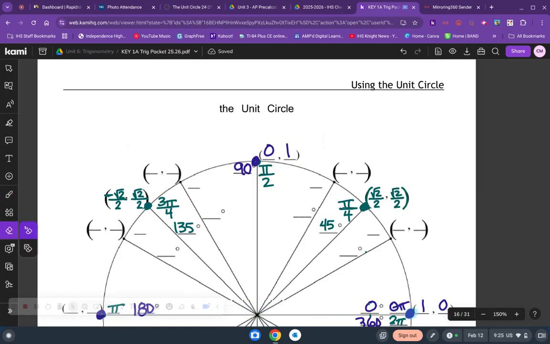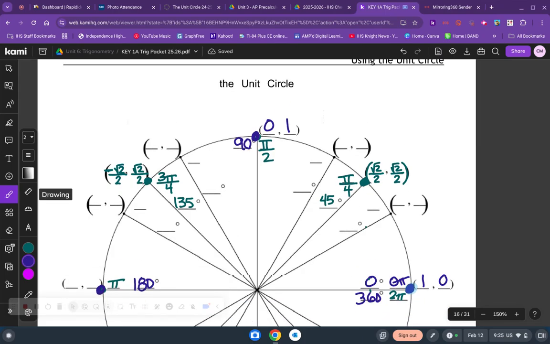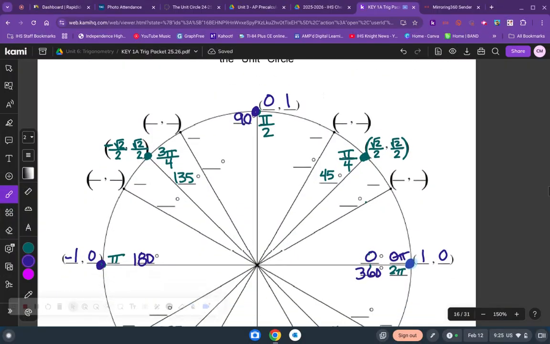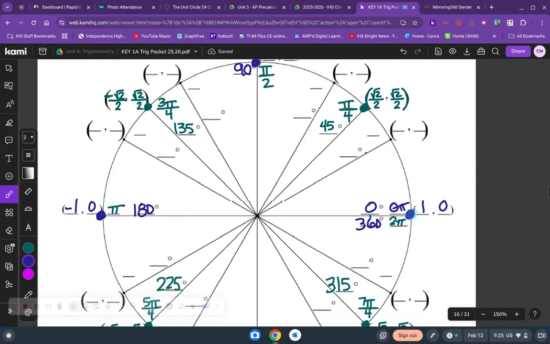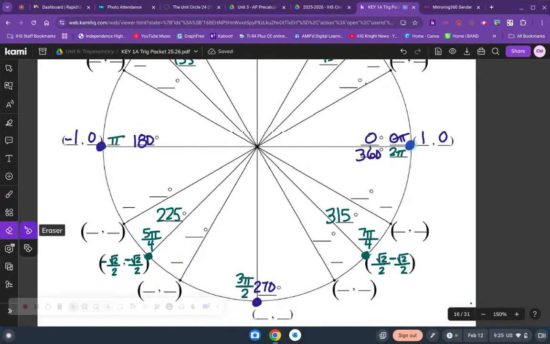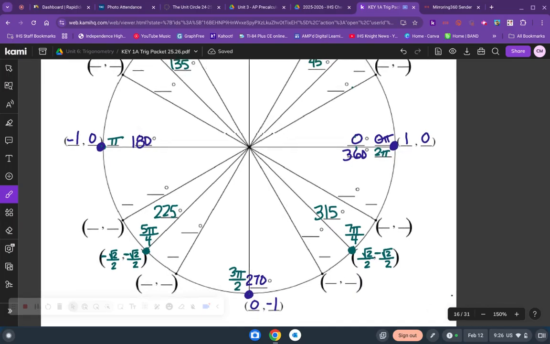And then at pi radians, 180. Very good. -1, 0. And then down at the bottom at 3 pi over 2, which is 270 degrees, 0, -1. Good. All right. Now let's pick up a different color and let's go around the circle with a different degree measure.